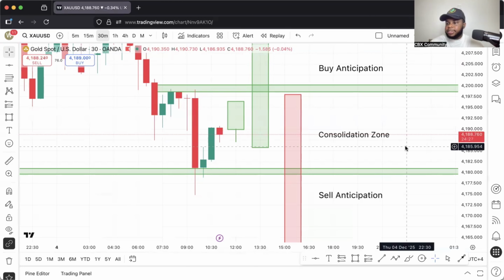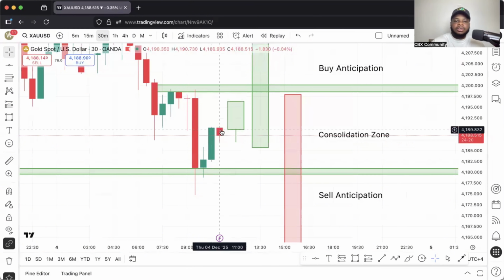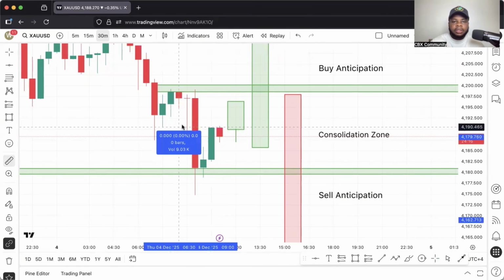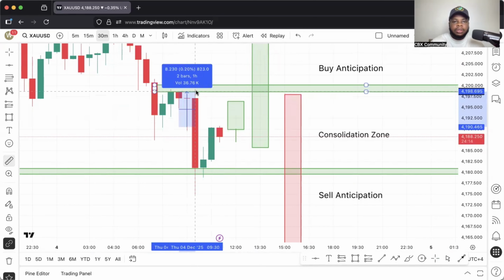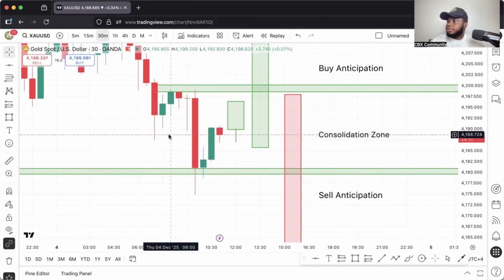Let's see what this candle wants to do. If this candle wants to create a wick, then for the body of the candle to continue to go up to get to our resistance zone, 82 pips. Let's just be patient. Let's see what the candle wants to do.